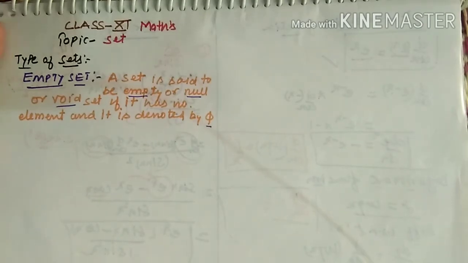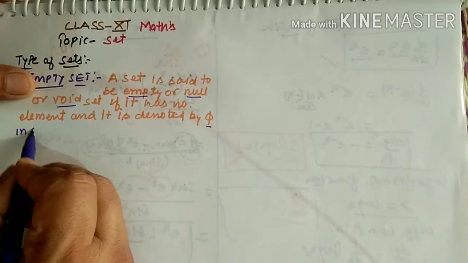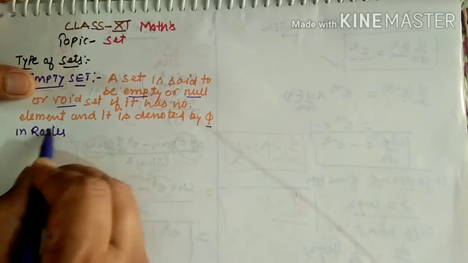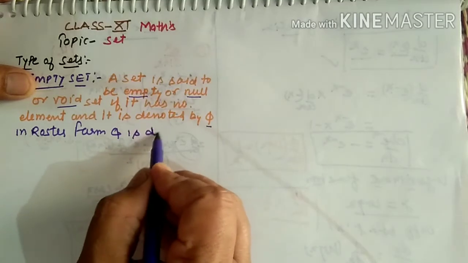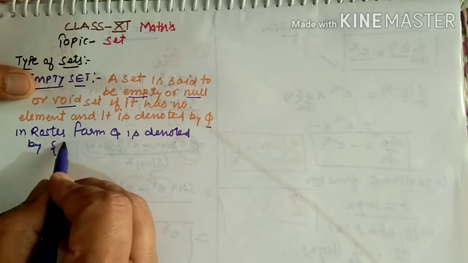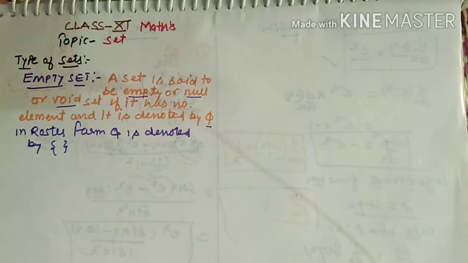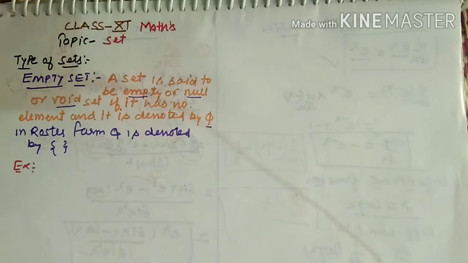Also, in roster form, phi is denoted by curly brackets with no element inside of them. Clear? We can understand it by an example, a set containing no element.